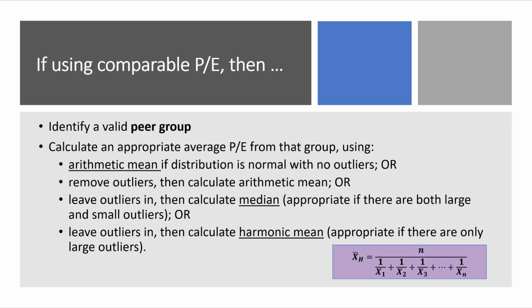Or if you identify that the only possibly invalid numbers are the large ones, therefore you only have large outliers, then calculate the harmonic mean of your peer group of PE ratios. The harmonic mean mitigates for large outliers, but it is still affected by small outliers.